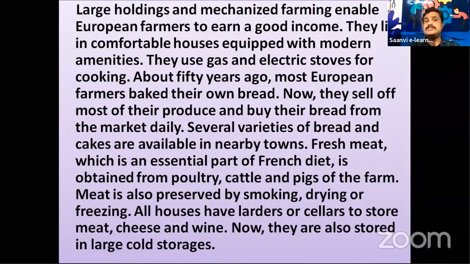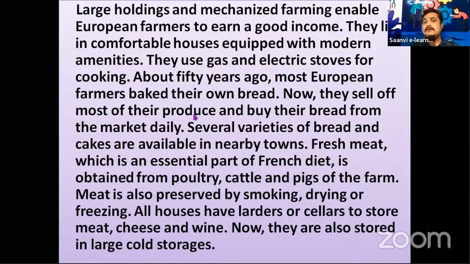Fresh meat is an essential part of the French diet. One more fact you can see here, meat is very important for their food habit. It is obtained from poultry, cattle and pigs from the farm. Meat is also preserved by smoking. Preservation methods they have given: smoking, drying or freezing. They may use a fridge, otherwise smoke or dry it.